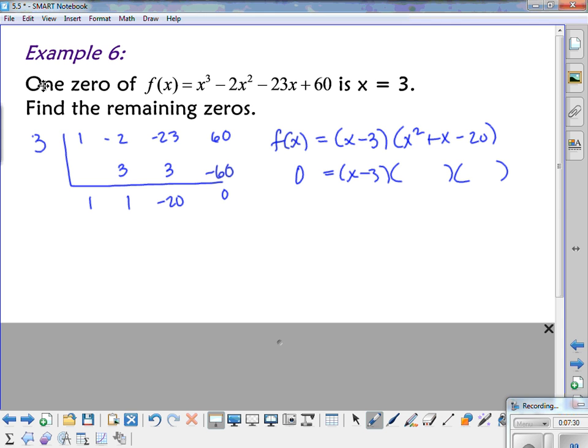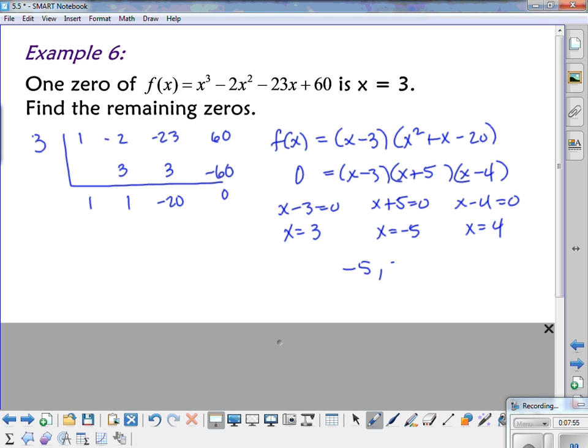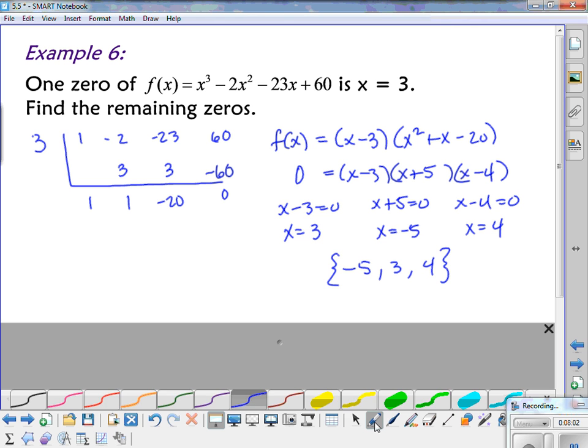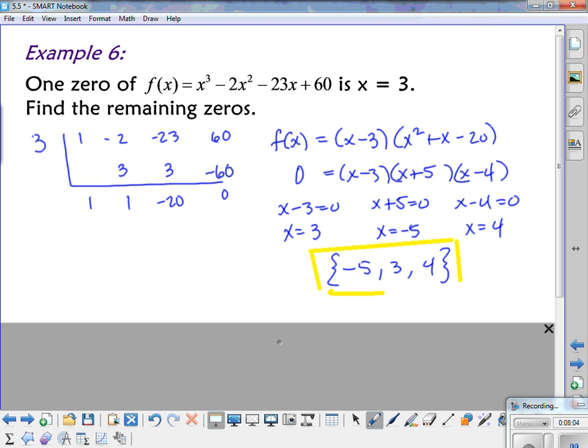And so 5 times 4 is going to give me 20, so the 5 has to be positive and the 4 has to be negative in order to come out to a plus x in the middle. So that means that x minus 3 equals 0. That's the one they already gave us. x is 3. x plus 5 equals 0, so x could equal negative 5. And then x minus 4 equals 0, so x equals 4. So if I want all the zeros, it's negative 5, 3, and 4 are the zeros of the function. So you guys see I just took it one step further, right?